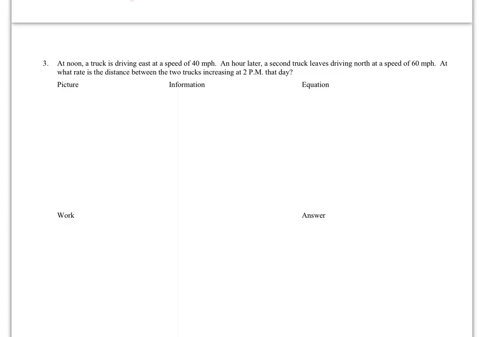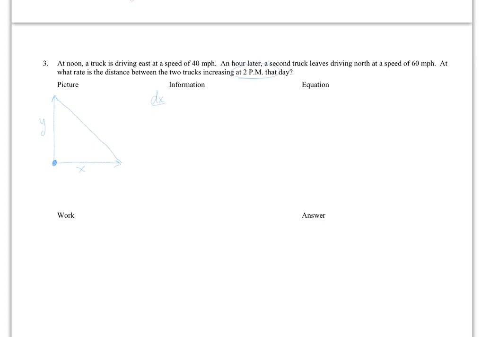All right, so at noon, a truck is driving east at a speed of 40 miles per hour. So I'm going to pick this as my starting point, and there's a truck driving east. An hour later, a second truck leaves driving north. At what rate is the distance between the trucks increasing at 2 p.m. that day? Okay, so let's see.